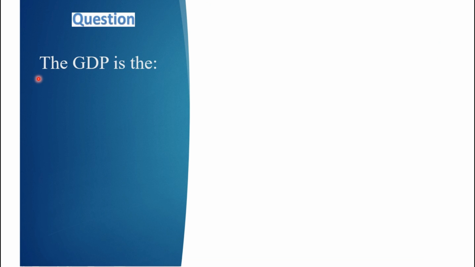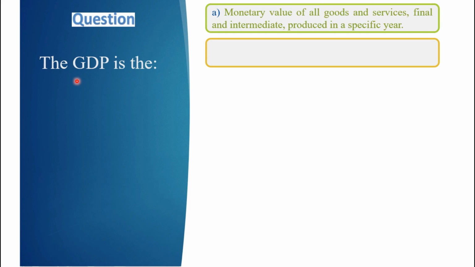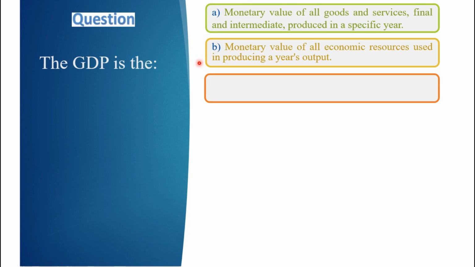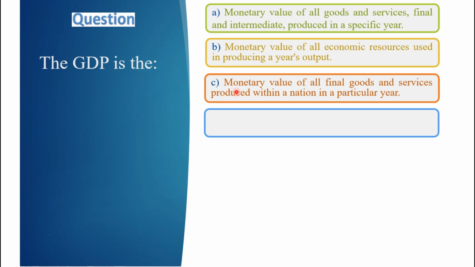Our next question is regarding GDP. And the question is, the GDP is which of the following options? Option number 1 is monetary value of all goods and services, final and intermediate, produced in the specific year. Option number 2 is monetary value of all economic resources used in producing a year's output. Option number 3 is monetary value of all final goods and services produced within a nation in a particular year. Option number 4 is national income minus all non-income charges against output.